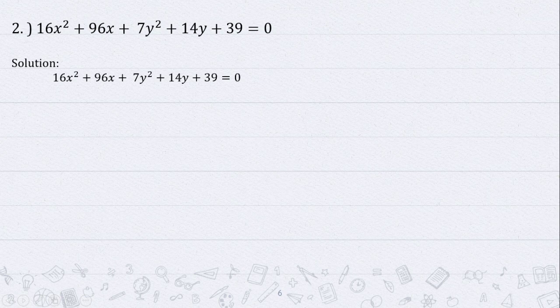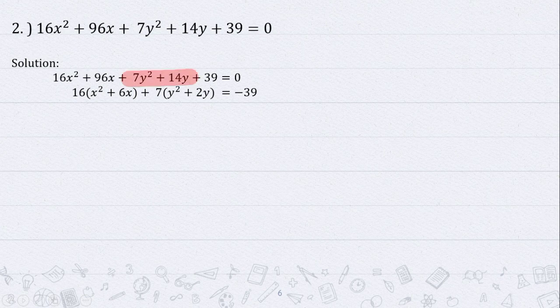For our first step, we have to regroup terms with the same variable, and also our constant should be on the right side. Since 16 is common in our first group, we will be factoring it out, so what's left inside the parenthesis is x squared plus 96 divided by 16, which is 6x.